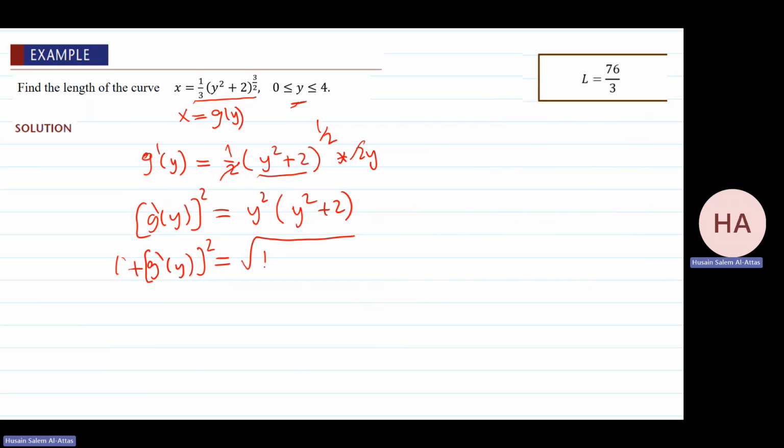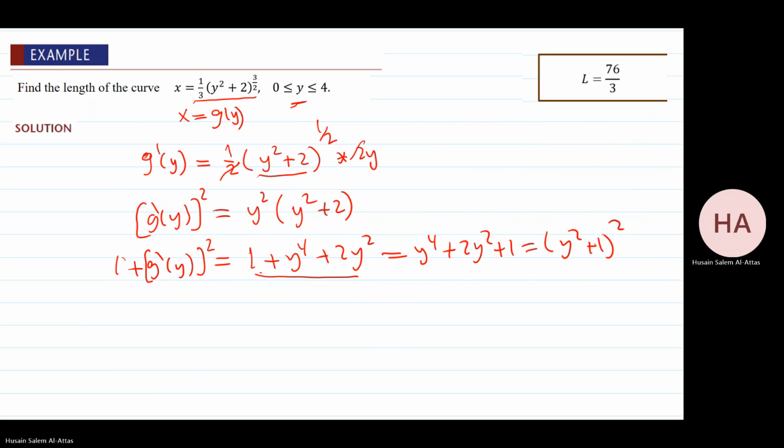1 plus y to the power 4 plus 2y squared. If you notice, I can write this as y squared plus 1, all squared. So now the square root will be easy to get. That's usually the catch. So the square root of 1 plus g prime of y all squared will be y squared plus 1, which is all positive.